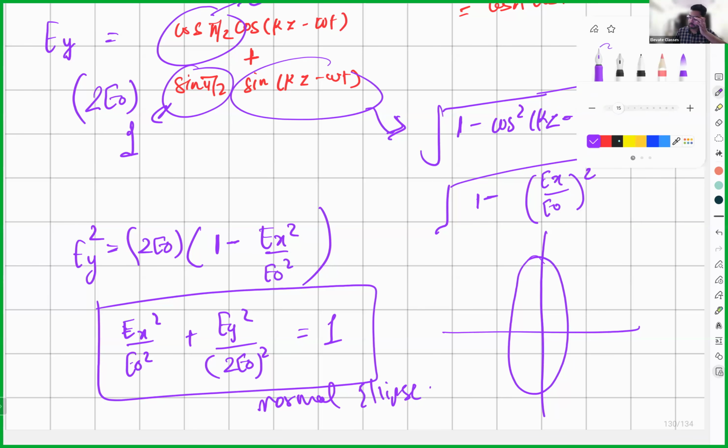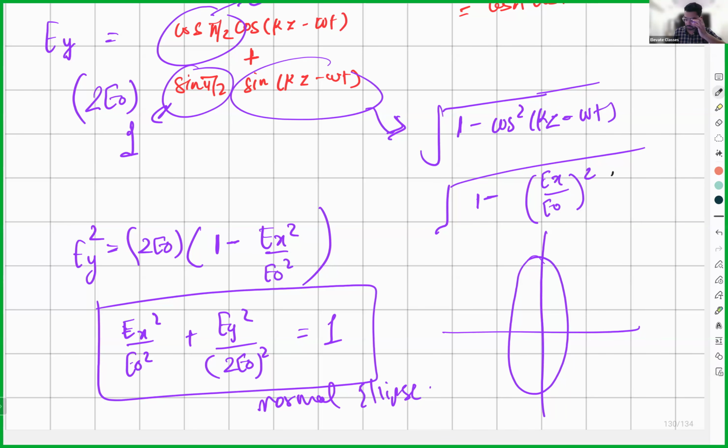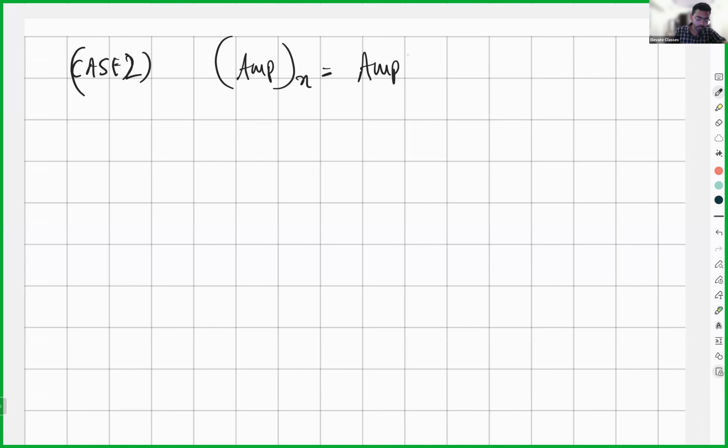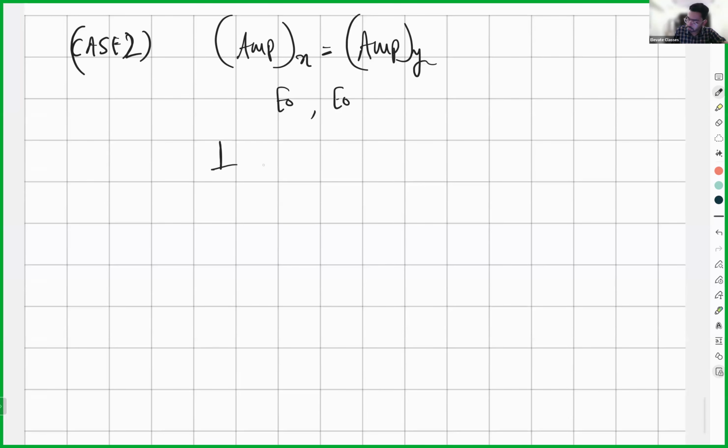Now similar thing if you do for case 2. Similar thing if I do for case 2, let us say the amplitudes now are equal. इस बार मान लो कि इक्वल ले लेते हैं, E naught and E naught, perpendicular superposition of two plane polarized light.